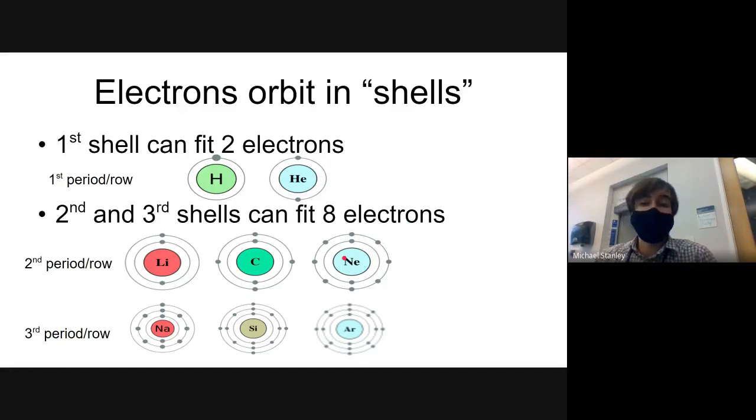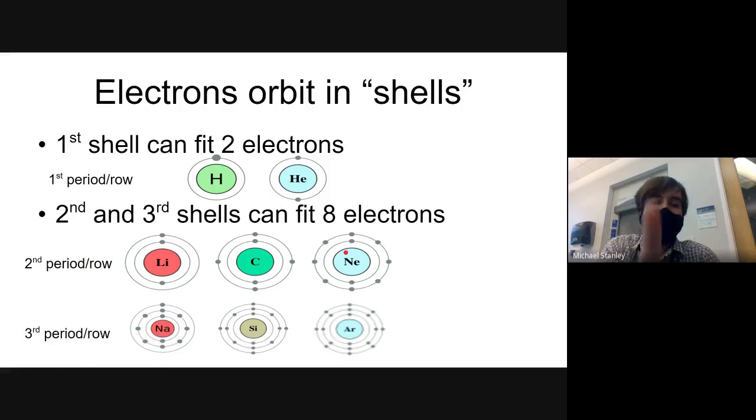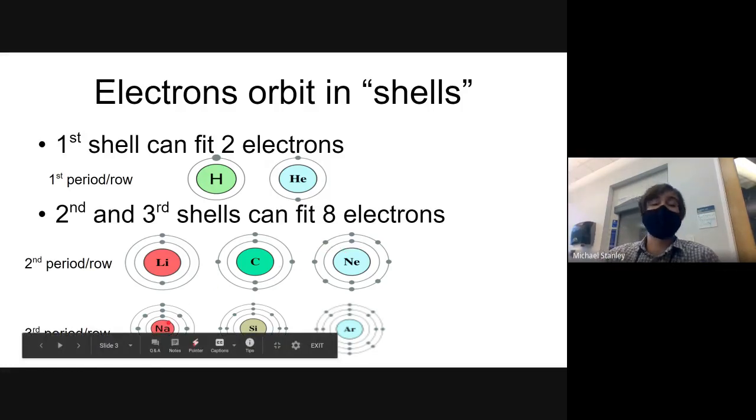But neon is not a very big atom. There are lots of atoms that come after neon in the periodic table. So neon has 10 electrons, but what if you add just 1 more? Sodium is that 1 more. Sodium has 11 electrons.